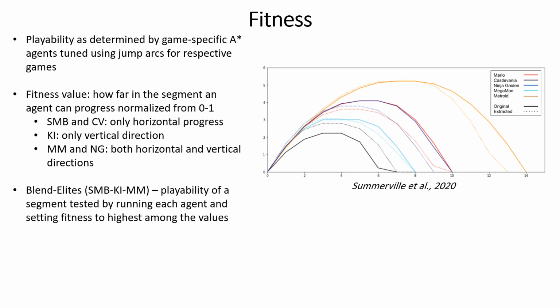For Mario and Castlevania, progress was determined only along the horizontal direction. For Kid Icarus, only along the vertical direction, while for Mega Man and Ninja Gaiden, we considered both horizontal and vertical directions. For the blended Mario, Kid Icarus, Mega Man domain, or blend elites, we tested playability by running each of the three agents and setting the fitness to be the highest among the values returned by the three agents.